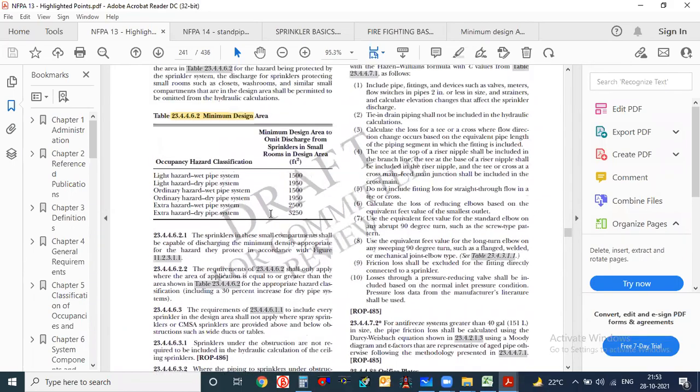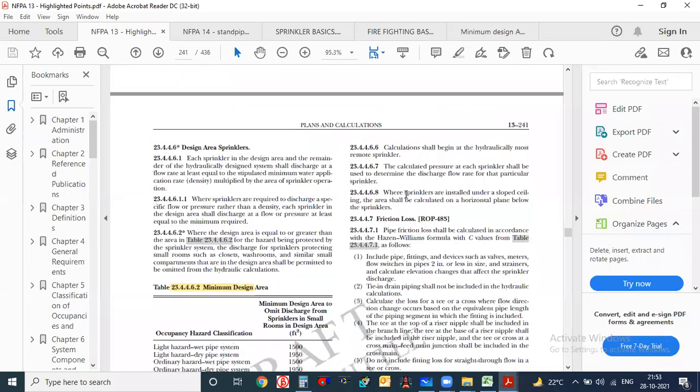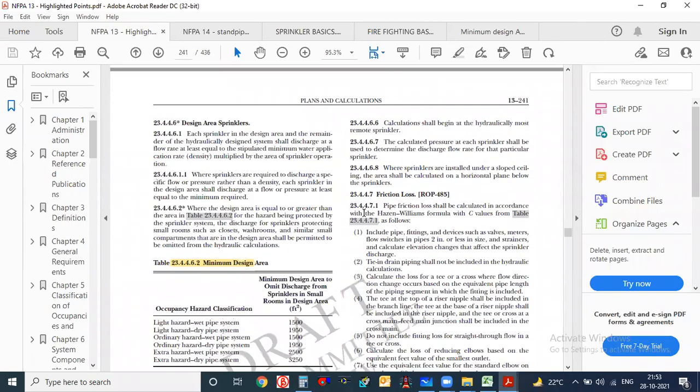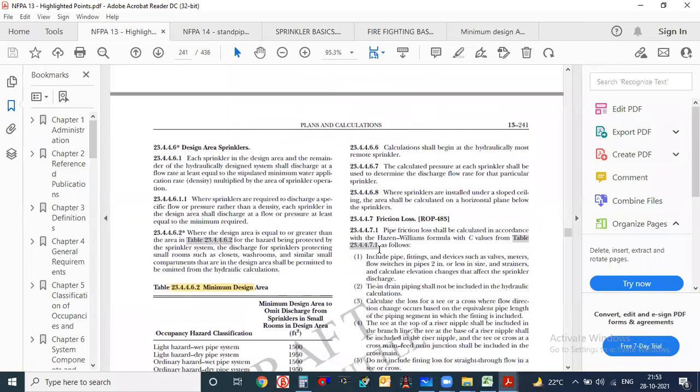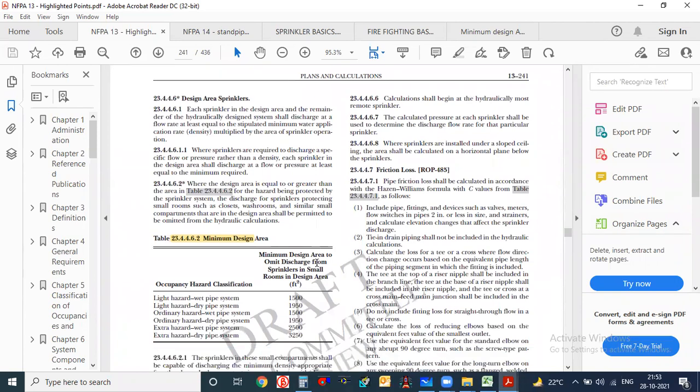Is there no sprinkler in the room if it is less than 1500 square feet? It can never happen like that. You have to place sprinklers everywhere. But it is mentioned minimum design area to omit discharge from sprinklers in small rooms. Yes, you have to go with the sprinklers. Otherwise, what is the use of doing hydraulic calculation if you don't have even one sprinkler?